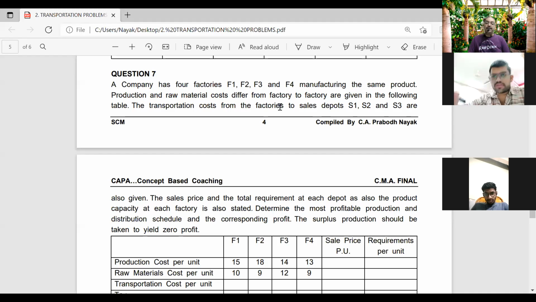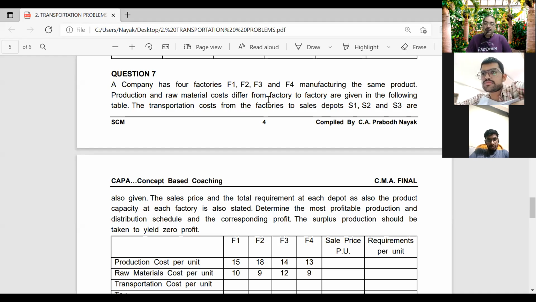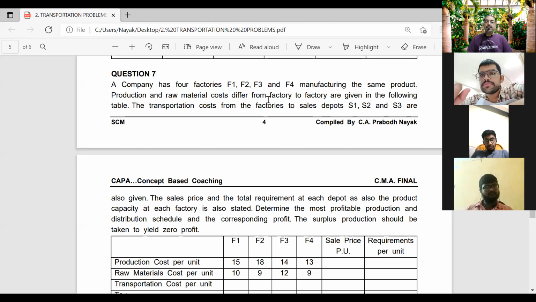There are 4 factories given, and production and raw material costs differ from factory to factory, as given in the following table. The transportation costs from the factories to the sales depots S1, S2 and S3 are also given. The selling price and the total requirement at each depot, as also the production capacity of each factory, are also stated.